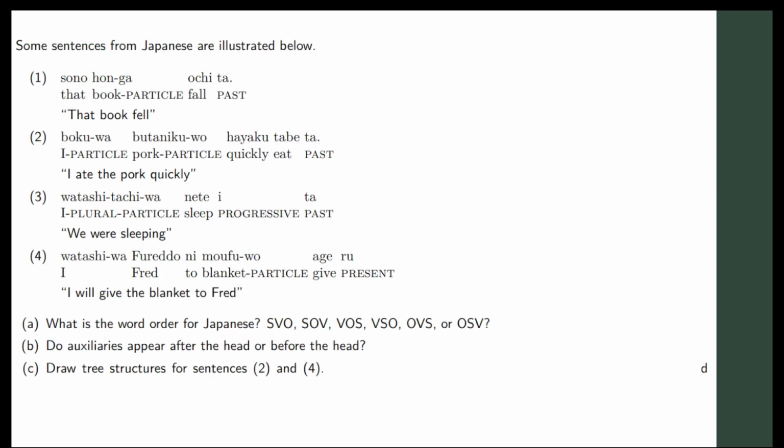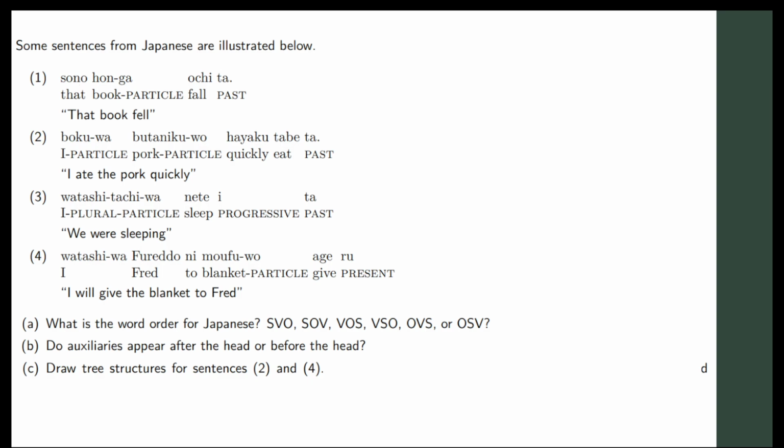All right. So the second question is from Japanese. So we have some Japanese sentences, and how this works is we have the original on top, we have a one-to-one translation below each one, and then we have a translation of the full sentence so that we understand what it means. So we have some guiding questions here to answer, and then we're going to draw some tree structures.